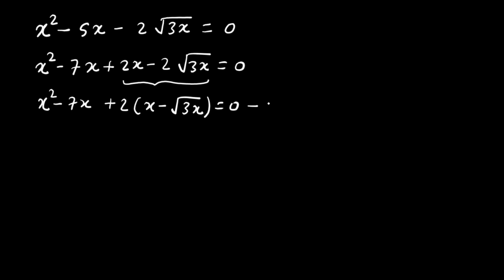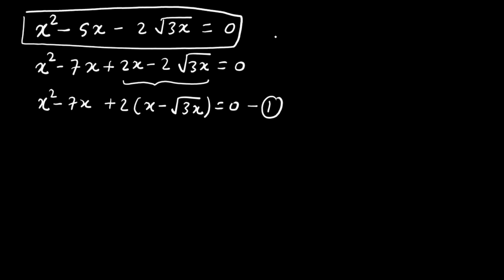Let us consider this as equation number first. And here look carefully at this equation. This equation is x square minus 5x minus 2 times square root of 3x. If we take it to the right hand side, then this is 2 times square root of 3 times x.